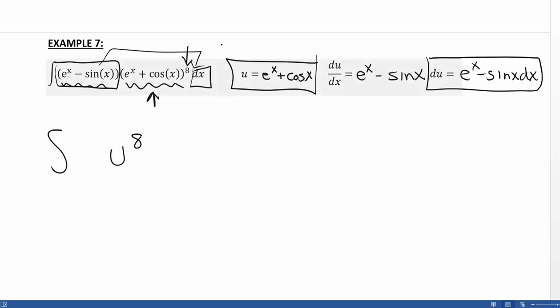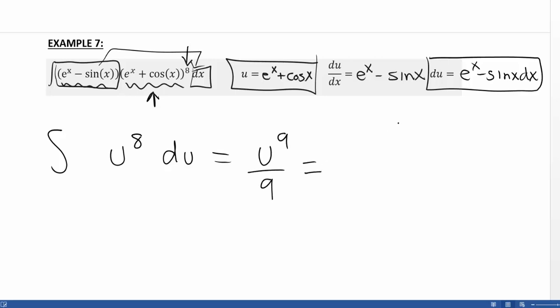If I go to my du, I see that that is exactly what I have for my du. So that's fortunate. That means that instead of that function, e to the x minus sine x dx, I have du. So I'm going to substitute that in, and that leaves me with the integral of u to the 8th du. Now I'm going to use my power rule, and I'm going to add 1 to the power and divide by the new power. So that becomes u to the 9th divided by 9.